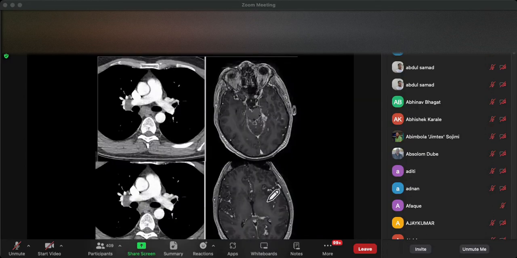Could it be TB meningitis? Yes, it could, but it would have to be primary TB because of the patient's lymphadenopathy.